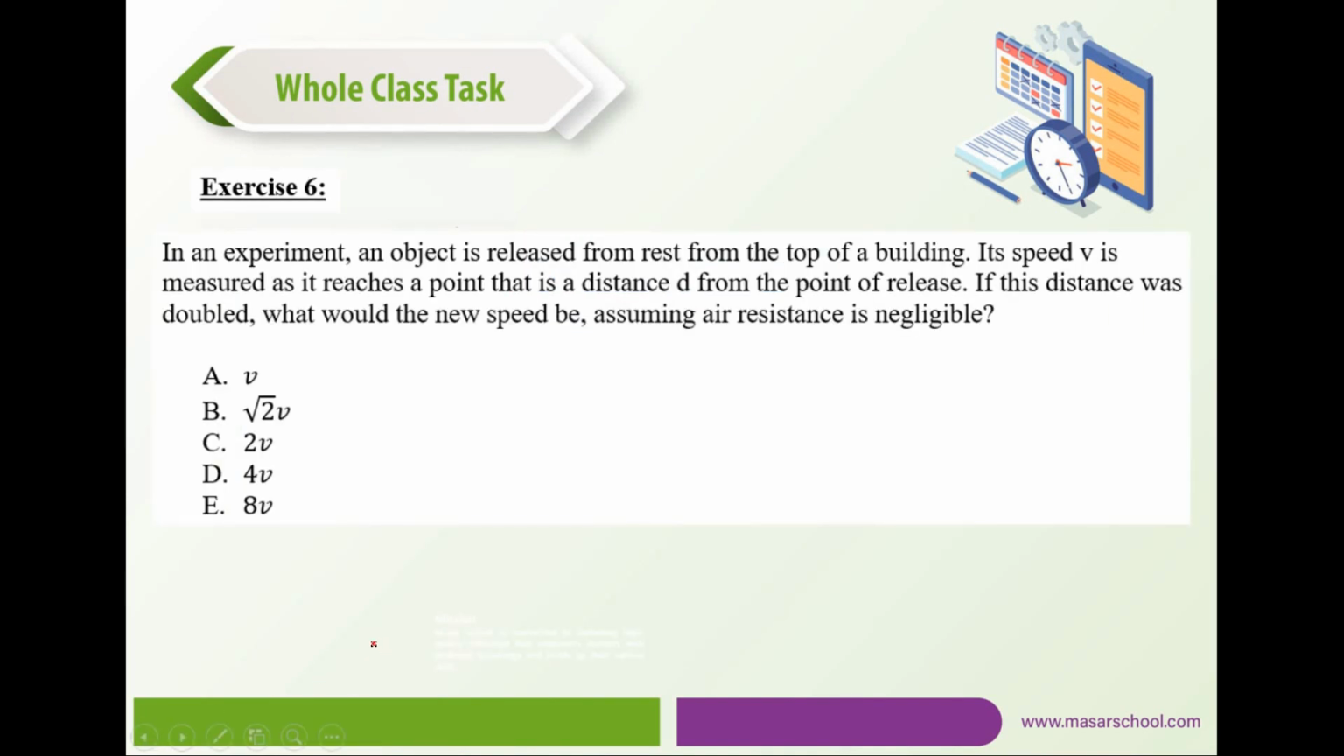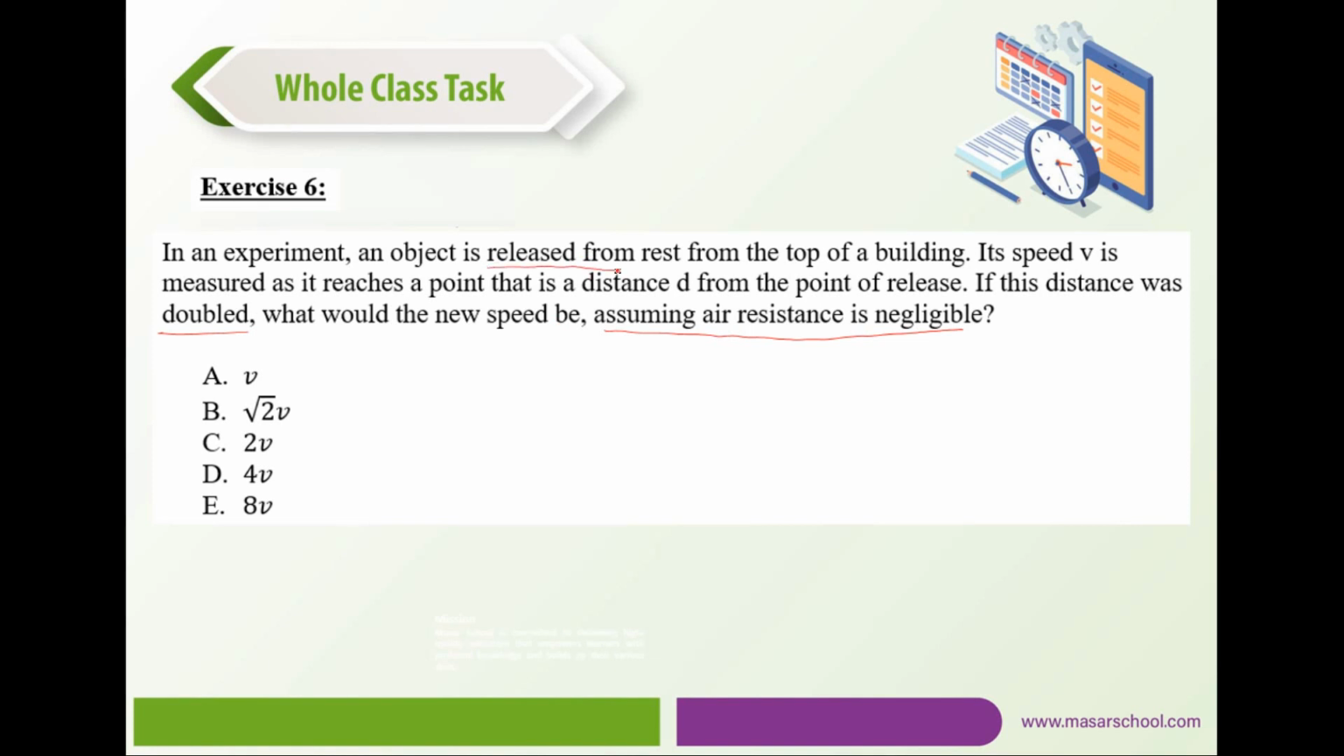In an experiment, an object is released from rest from the top of a building. Its speed v is measured as it reaches a point that is a distance d from the point of release. If the distance was doubled, we're going to use the factor of change. Here we assume that air resistance is negligible, so we're in the case of a free fall.